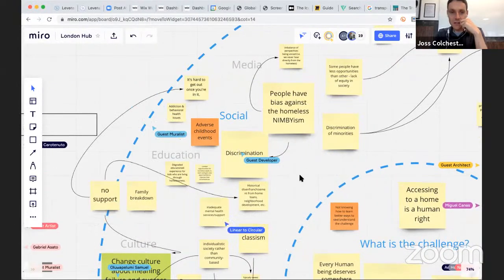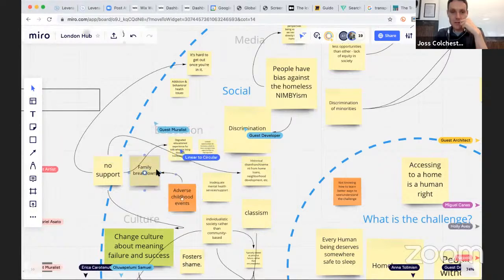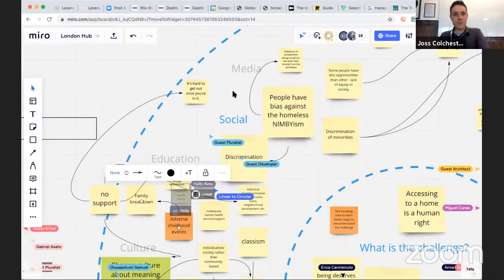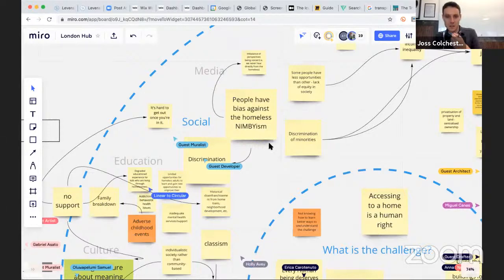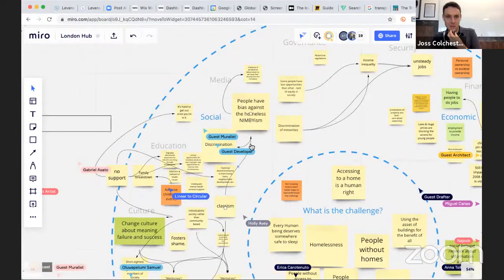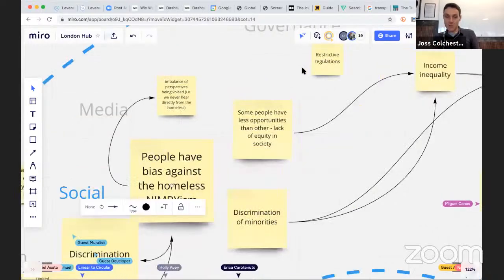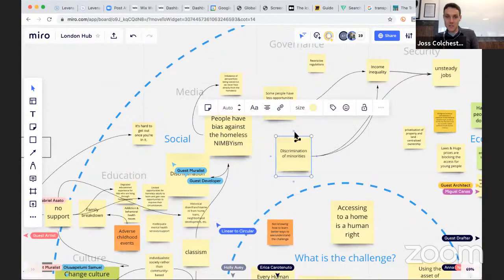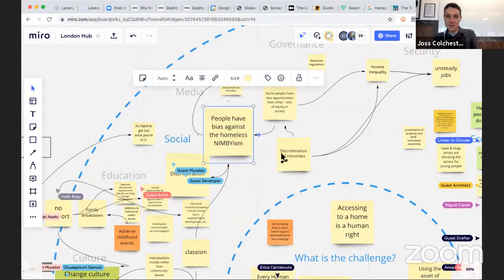Adverse childhood events. That's obviously going to be connected to family breakdown here, isn't it? Let's connect those up. It's hard to get out once you're in. Yep. People have a bias against the homeless. So that goes down to class and race down here also. Imbalance of perspective being voiced, i.e. we never heard here directly from the homeless. Some people have less opportunity than others, lack of equality in society. So these are obviously related, discrimination against minorities. And this here, a little nexus there.